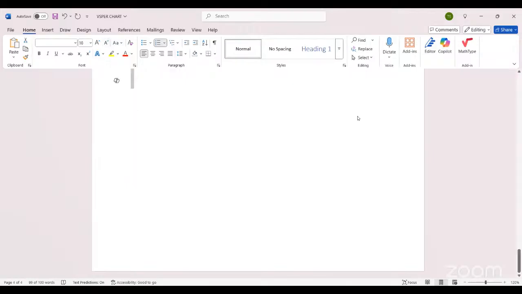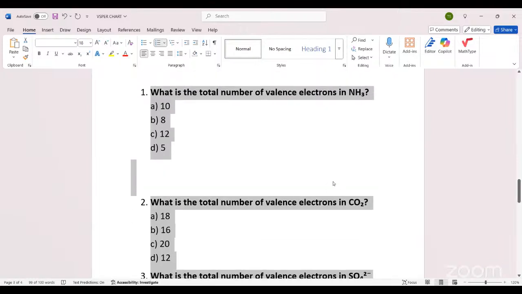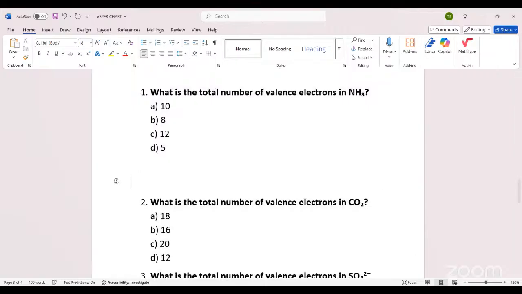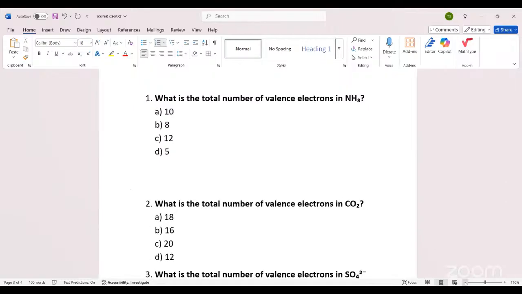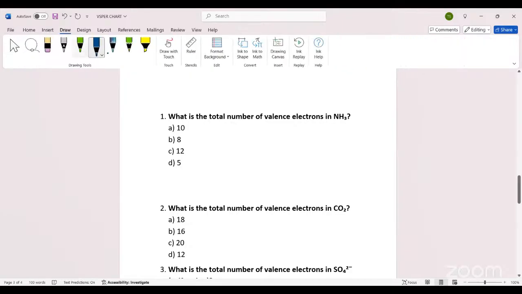Let's see here. Take a look at this one right here, number 1. Let me make sure y'all can see it. Okay, there we go. Number 1 says, what is the total number of valence electrons in NH3? Let's see if you all can get this today. You've got N and H, but you've got 3 of them: 1 nitrogen, but 3 hydrogens. Nitrogen is in group 15. Drop that 1, so you get 5 valence electrons for nitrogen.